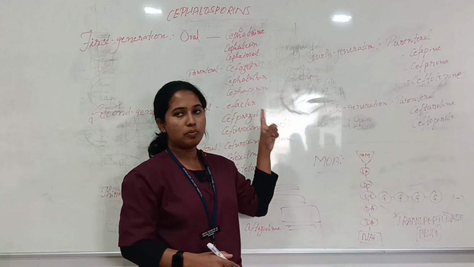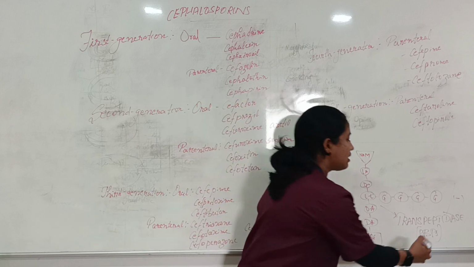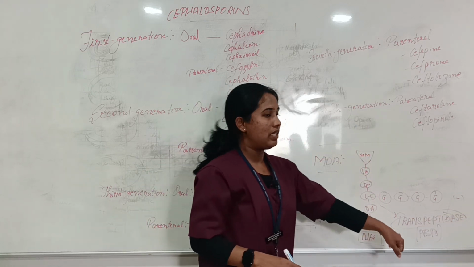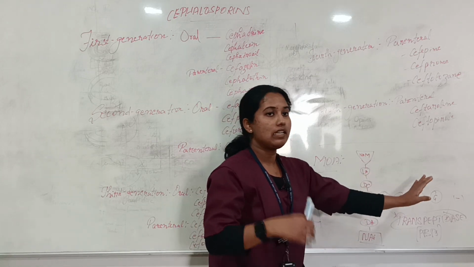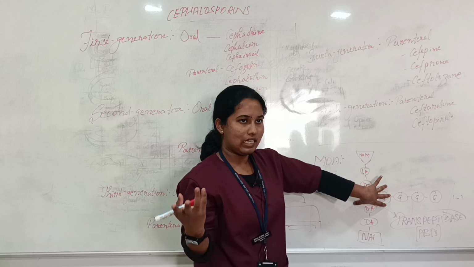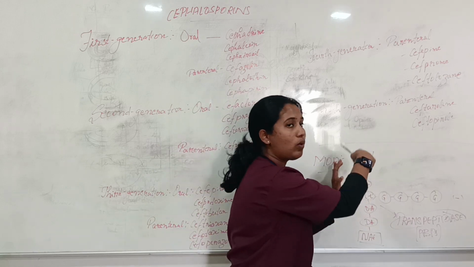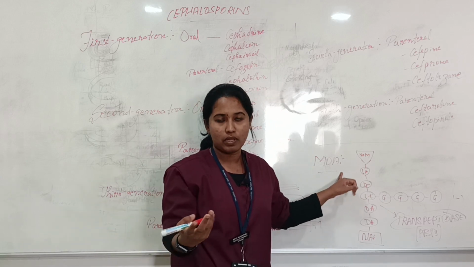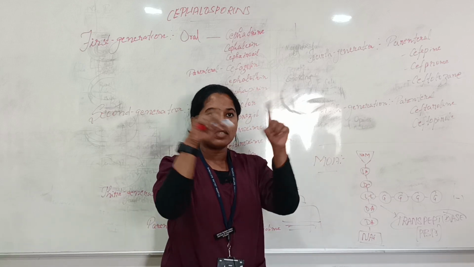So how does the cephalosporin act? It will go and inhibit this transpeptidase enzyme. When this enzyme has been inhibited, this cross-linking doesn't take place. When the cross-linking doesn't take place, the remodeling process doesn't take place. Only if this gets remodeled do you get your cell wall. If it is not getting remodeled, your cell wall is not being formed. So now the bacteria is left with only the cell membrane.